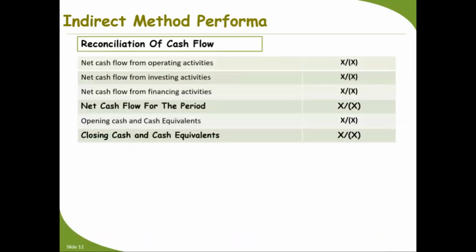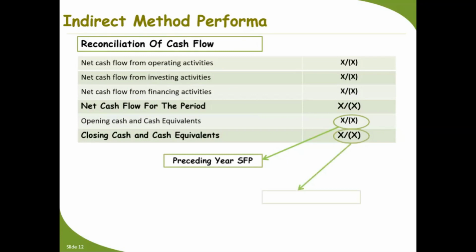Now, reconciliation of the cash flow statement. Net cash flow from operating activities, net cash flow from investing activities, net cash flow from financing activities. Then we have net cash flow for the period. Then we have opening cash and cash equivalents, and then closing cash and cash equivalents will be calculated. Now, in structured questions, section C questions, it is very easy to check whether you have prepared the statement of cash flow in a correct way or not.